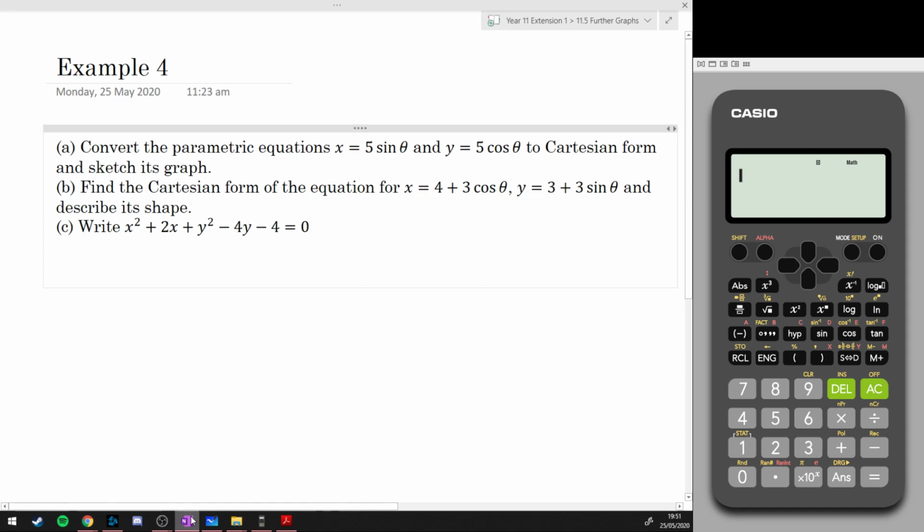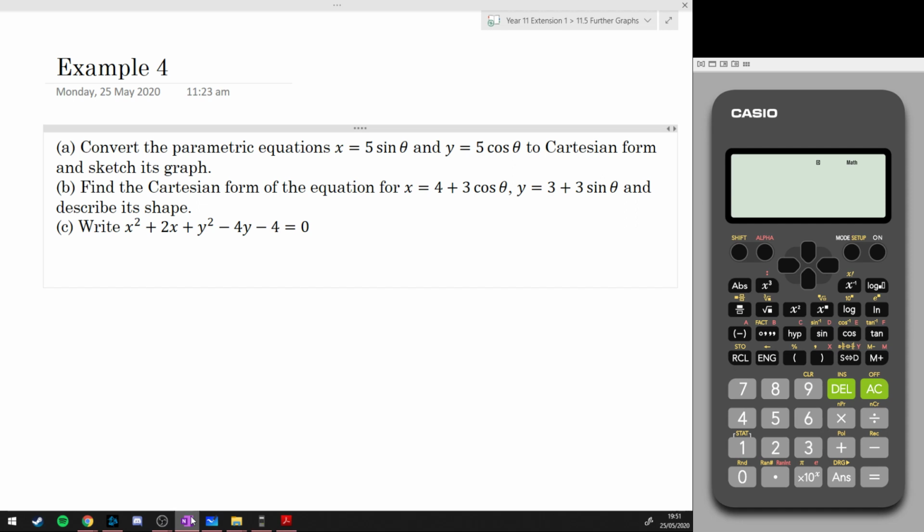So what we're going to do first is convert the parametric equations, x is equal to 5 sine theta and y is equal to 5 cos theta, to Cartesian form and sketch its graph. Now, you'll notice straight away that in this case we've got x is equal to 5 sine of theta. So this is where the r starts to play in. So the r is already there. We're going to do something with that.